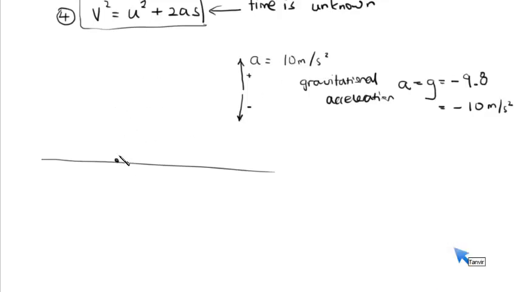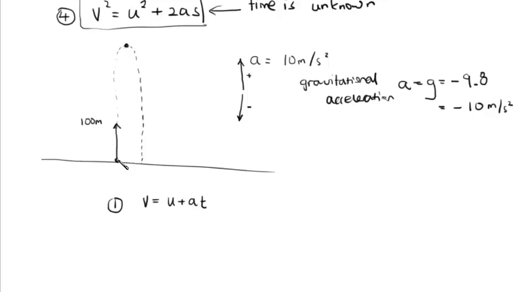So I'm going to ask you this question. If I throw an object at 100 meters per second, I want to know how long it takes to reach the maximum height. In that case, we can use the first equation. The first equation is v equals u plus at.